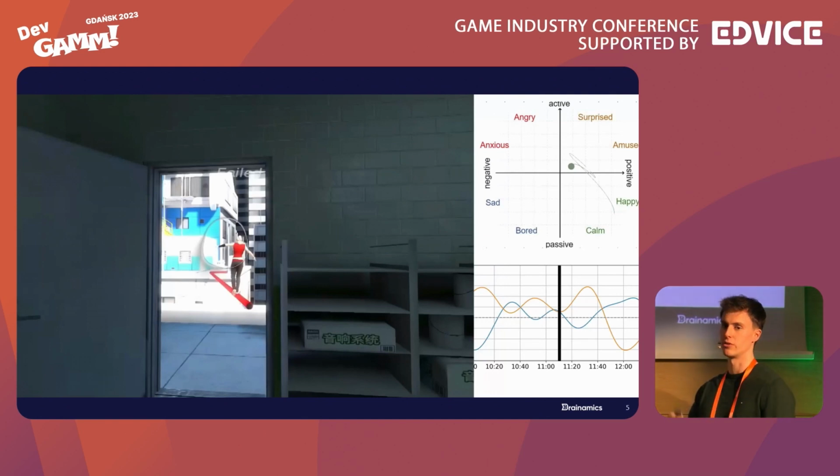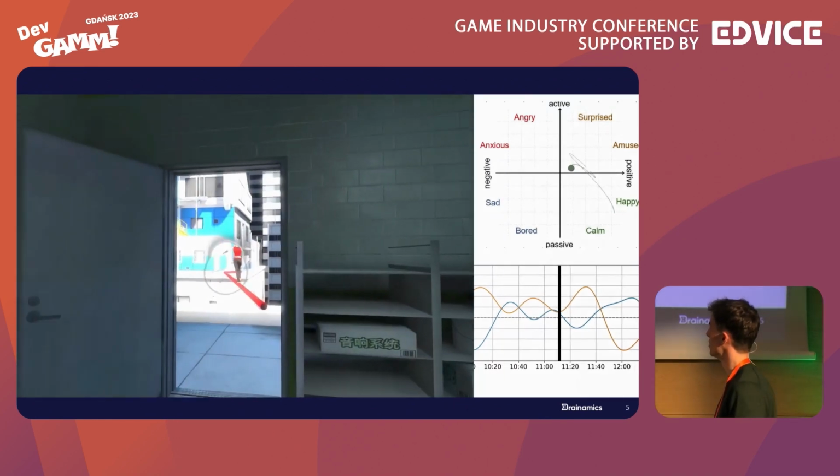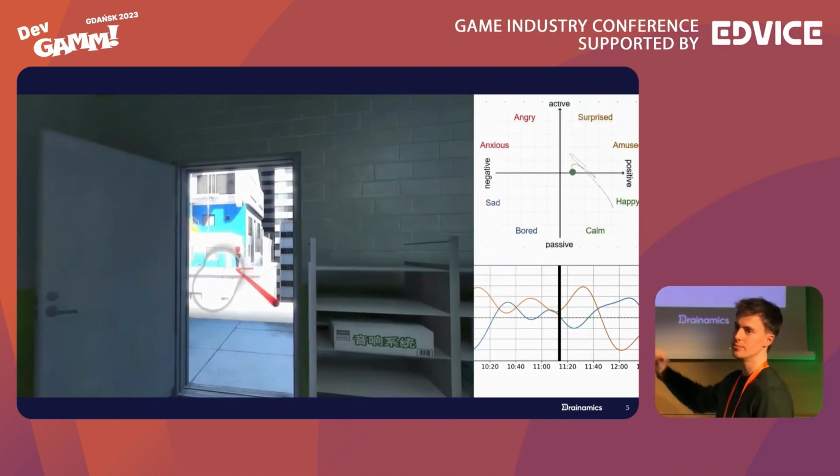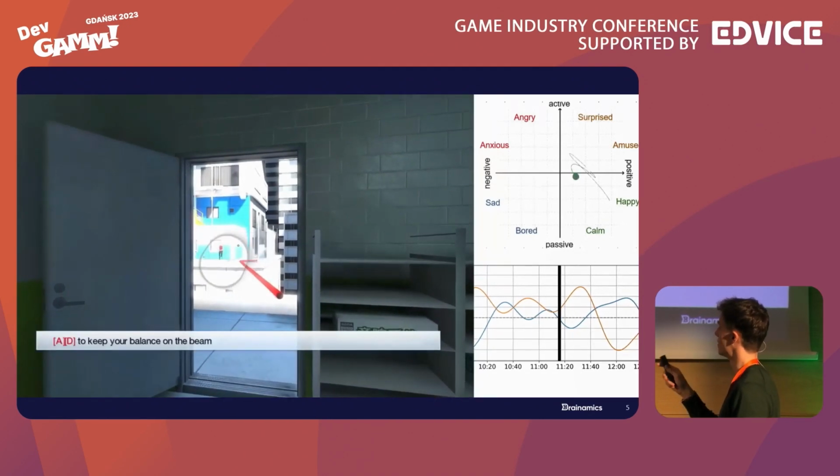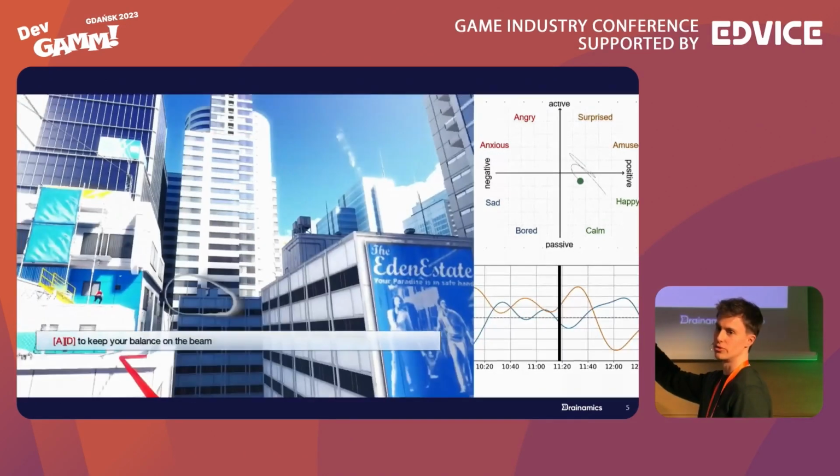And since we do this on a second-by-second basis, we can also visualize that in time. You can see here on the time axis, the blue line is for the activity value, so for the arousal, and the orange line is for the positivity value, so for the valence. So let's play the tape and see what's happening here. The bubble that is moving is eye tracking.